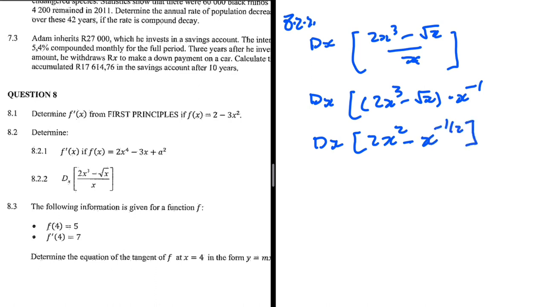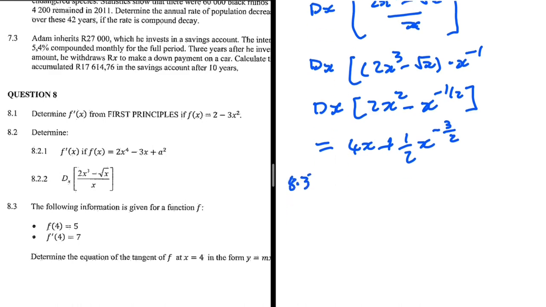Okay, and then now we can finally differentiate. So we can introduce the equal sign. Okay, and then this is going to be 4x, we're just using the power rule, plus a half x, and then a half minus 1, that should be minus 1.5. So we have minus 3 over 2. And there we go. That is 8.2.2.